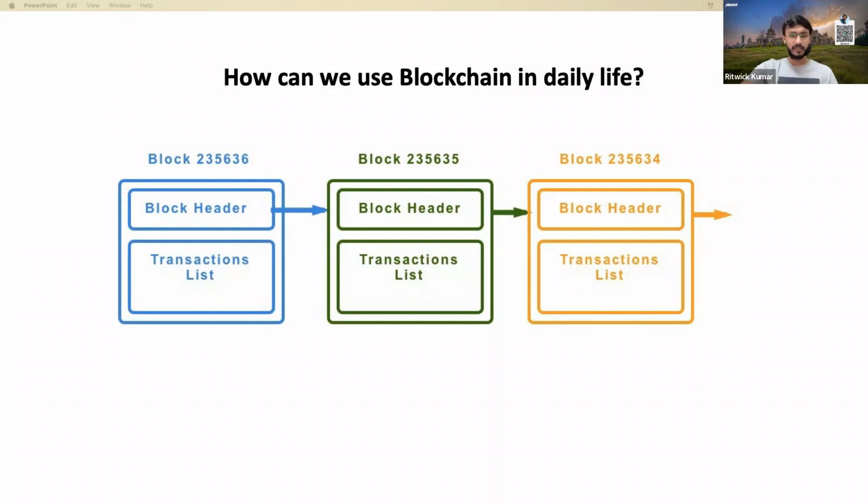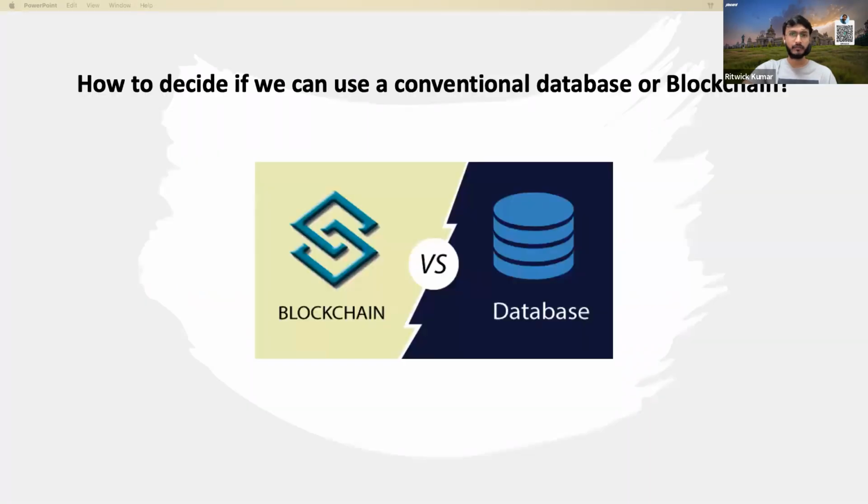So now that we have seen how blockchain works in our daily life and how those committed data can be used on a daily basis, let's have a look at the second part of the session, which talks about how to decide which one to use, a conventional database or blockchain. Both have their own perks, both have their own demerits. On the most basic level, we can say that blockchain is a type of new database. But if we look closer, blockchain is a set of protocols and cryptography methods that enable a network of computers to work together to securely record data within a shared open database.